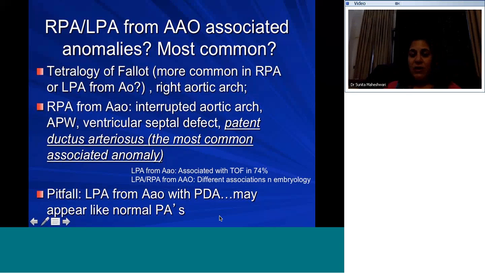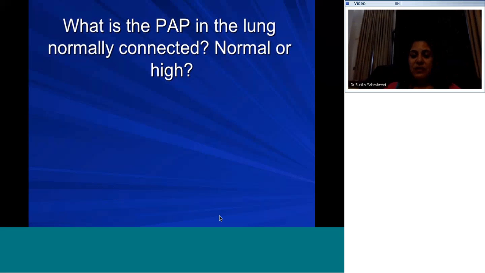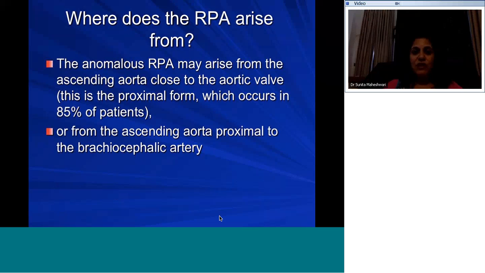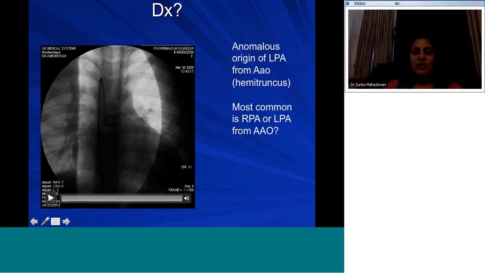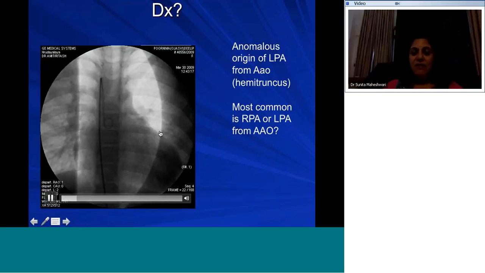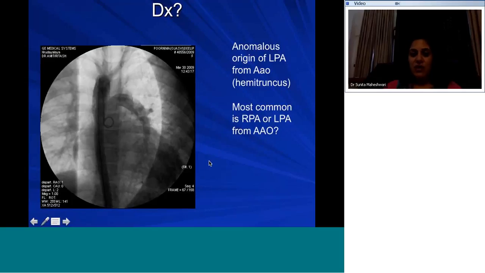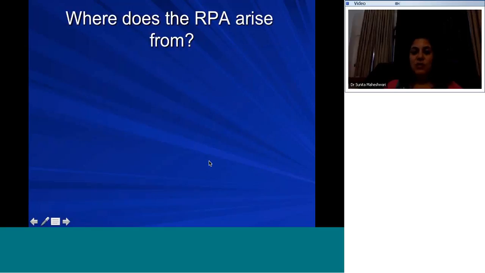Okay, all clear on this? So I hope this case, I want to go back to it so that you all look at it again. So watch this case. Left hemi-truncus with right aortic arch, common association would be tetralogy of Fallot.